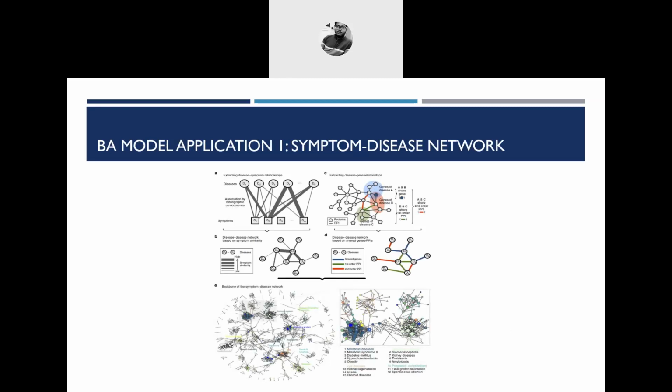So, the applications of the BA model. The main application of the BA model, given by Barabasi and Albert, was first the symptom-disease network, which we are currently working on and which we are again going to discuss later. But the main application was the symptom-disease network. So he gave a very simple logic.